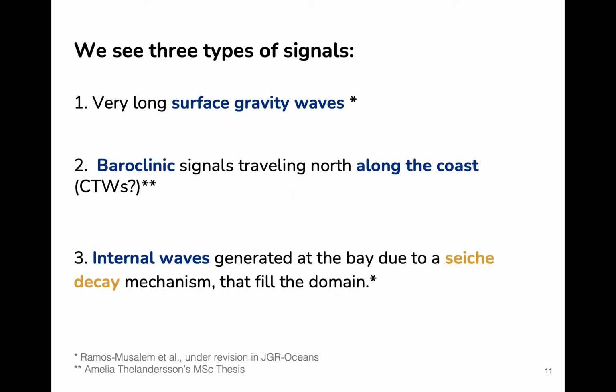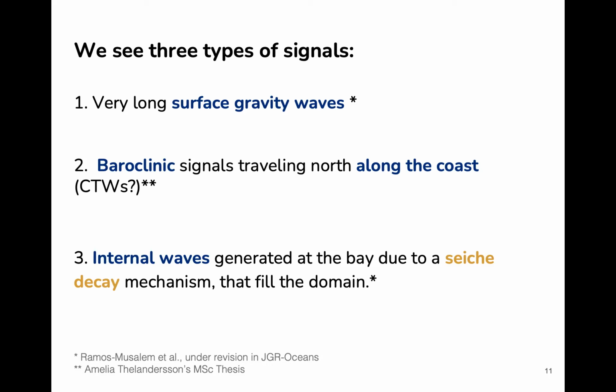Okay, so in summary, we see three types of signals: very long surface gravity waves, baroclinic signals traveling north along the coast, and internal waves that are generated at the bay. The reason I know the coastal signals are baroclinic is because in the barotropic run they don't appear. The internal waves are due to a very nice stage decay mechanism that I'm not going to talk about, but they end up filling the domain.